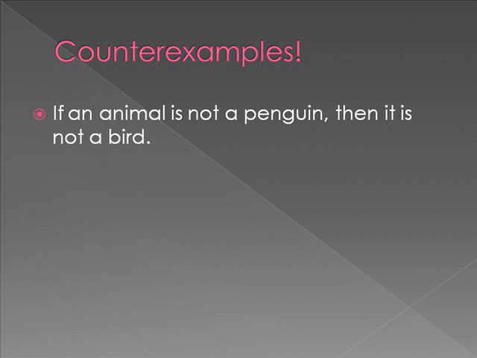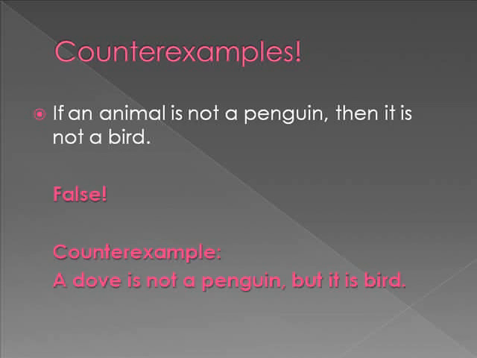Okay, so our inverse read, if an animal is not a penguin, then it is not a bird. That's not true either. Our counterexample would be, a dove is not a penguin, but it's definitely a bird. Just like a pigeon is not a penguin, but it's a bird.